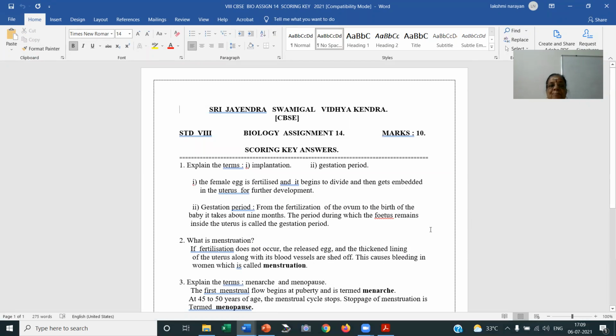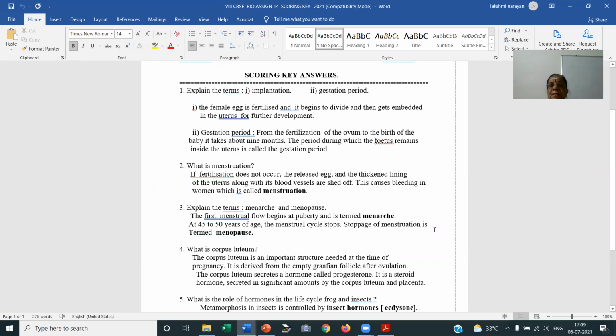Next, assignment 14. Explain the terms implantation, gestation period. The female egg, when it is fertilized, begins to divide and then gets embedded in the uterine wall. That is called implantation. Otherwise, we say the fixing of the fertilized egg into the uterine wall is called implantation for further development. Whereas gestation period, from the fertilization of the ovum till the birth of the baby, takes about 9 months. That period during which the fetus remains inside the uterus is called gestation period. Are you listening?